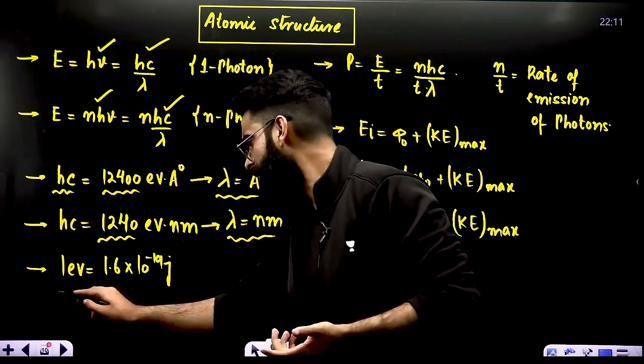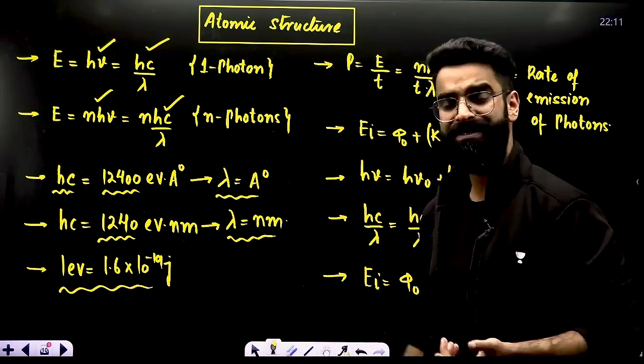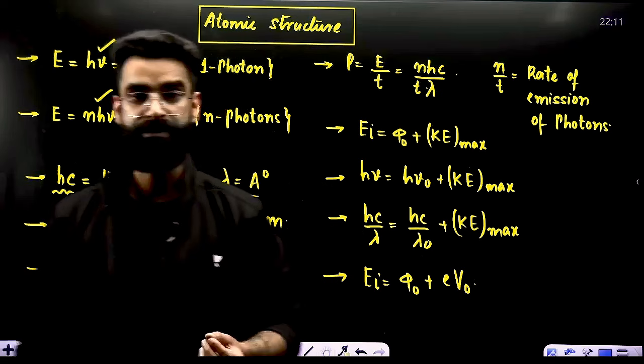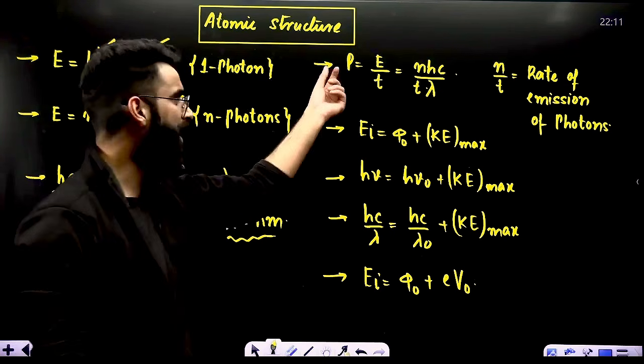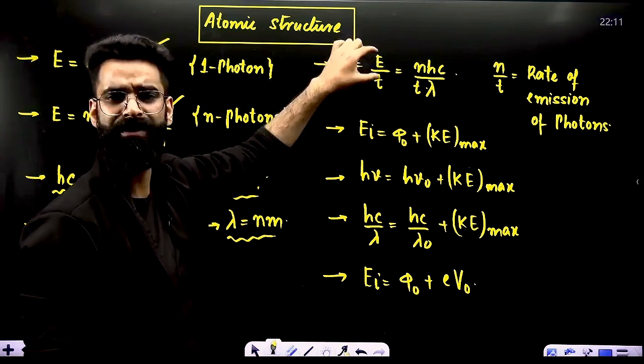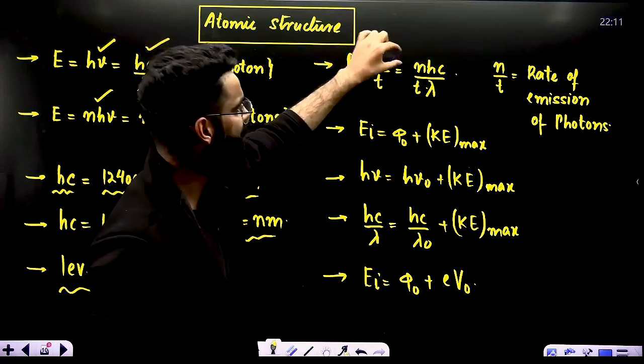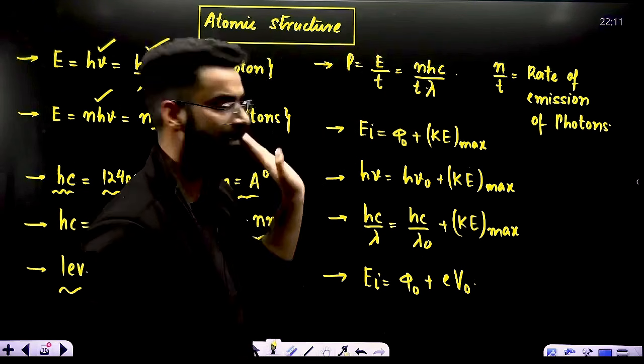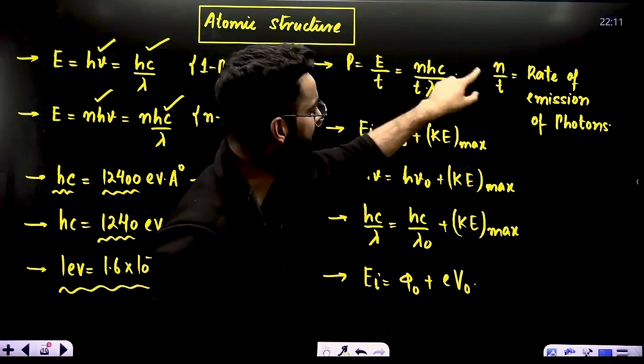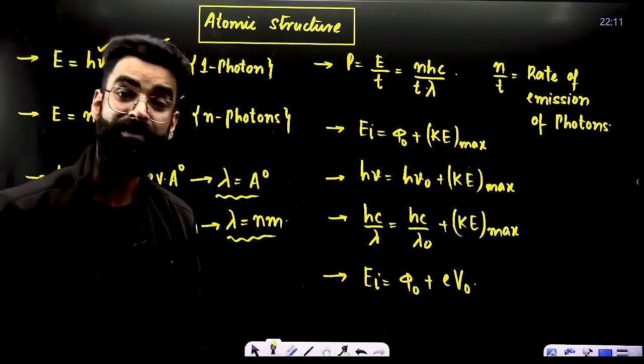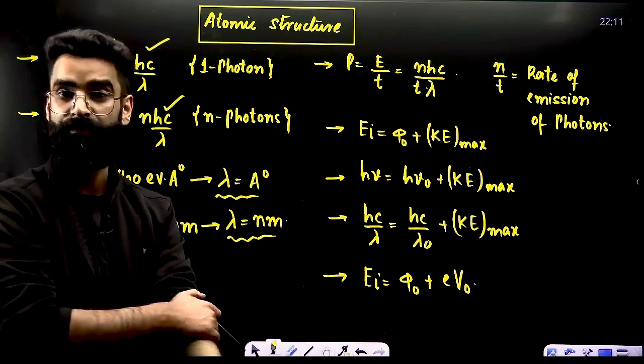And at the same time, you know, 1 electron volt is nothing but 1.6 into 10 raised power minus 19 joules. Okay. How do you calculate power of the source? It is energy emitted divided by time taken. Energy emitted will be nhc by lambda and divided by time. This n by t over here is something which you call as the rate of emission of photons.